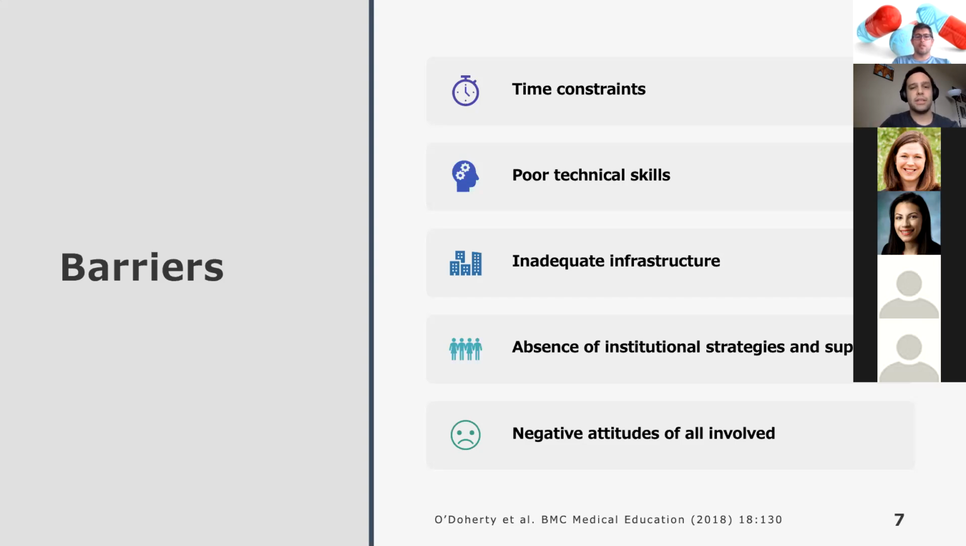The first one is time constraints, and then we'll talk a little bit about poor technical skills, which a lot of you brought up as challenging for our learners and for our preceptors as well. We'll talk about inadequate infrastructure and what that can mean, and the absence of institutional strategies and support, especially early on in the pandemic when people were really reeling, trying to gain control of the clinical status of how we're going to take care of these patients and how we're going to protect our people. Those things were very high on the list rather than protecting our learners and their learning opportunities. And then lastly, unfortunately, we'll talk about negative attitudes of all those involved and how the stress of the pandemic has played into this barrier coming around.